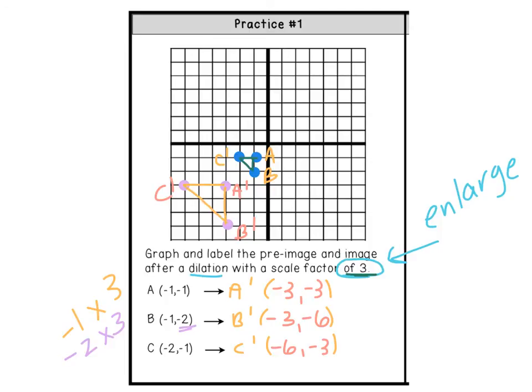And there we go. So yeah, it's 3 times bigger. Let's write our similarity statement. I'll put it over on the side here. So we're going to take our original ABC. And do you remember the symbol for similarity? It's just that sideways squiggle. So our pre-image ABC is similar to A prime, B prime, and C prime.